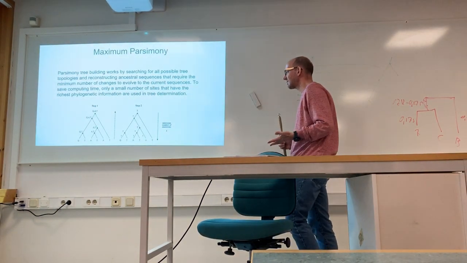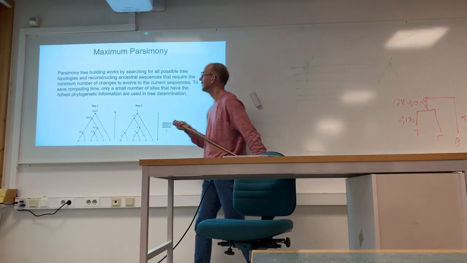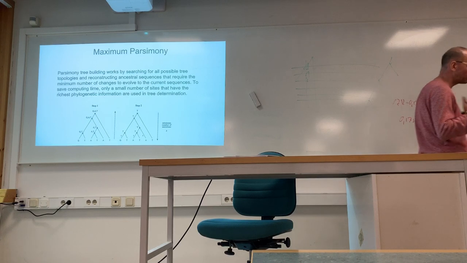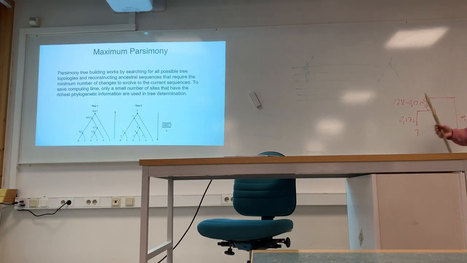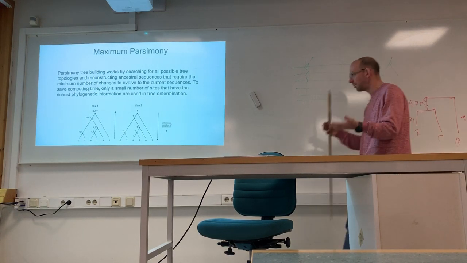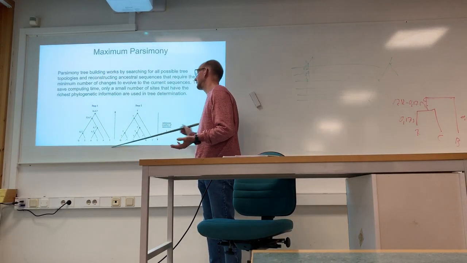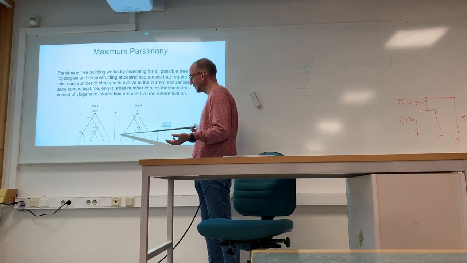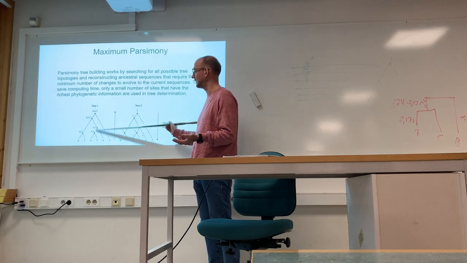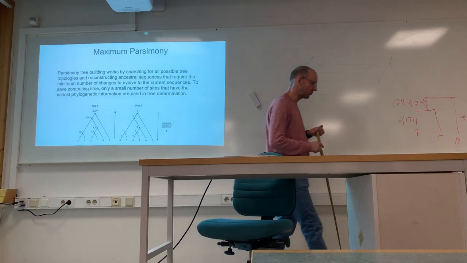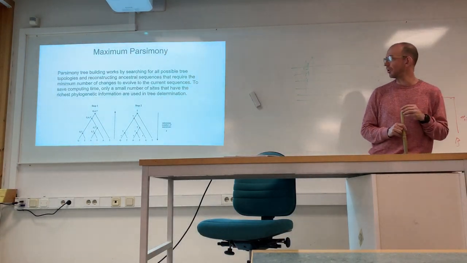So the next class of methods that we're going to talk about are the ones that actually take a tree, so they don't use a distance. They basically have a tree, or you try all possible trees, and then you calculate, given this tree, how could this sequence have evolved? So the first approach, the one we will discuss most, is the maximum parsimony approach.